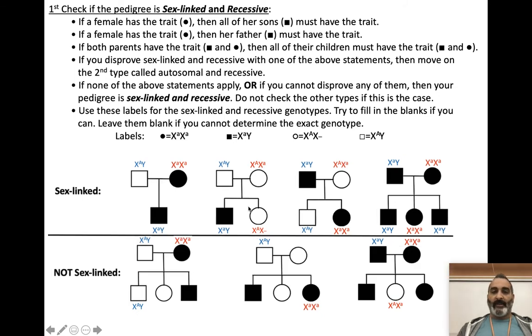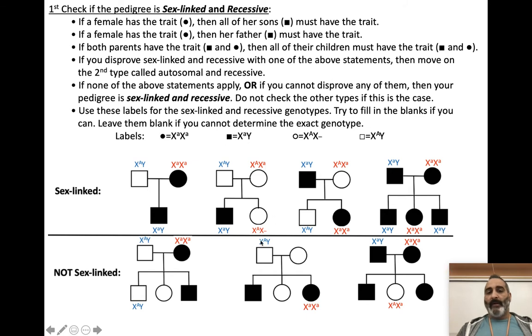Here's what it should look like. Okay, now look at this one here. Okay, that is an X small a. Where did I get that X lowercase a? Well, look over here. Their son has an X lowercase a and a Y. Y has to come from dad. Okay, that means that X lowercase a has to come from mom, which means mom up here is a lowercase a. That blank becomes a lowercase a.